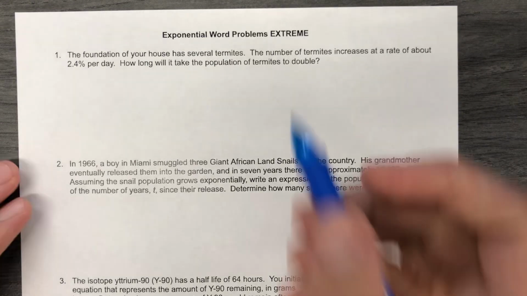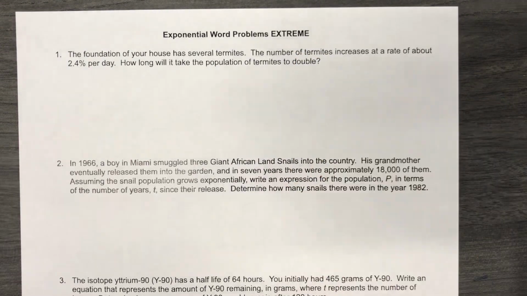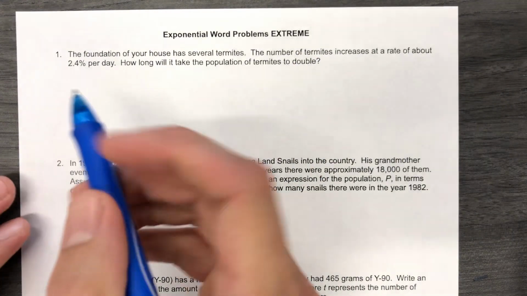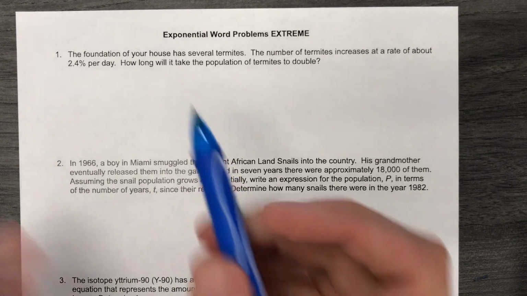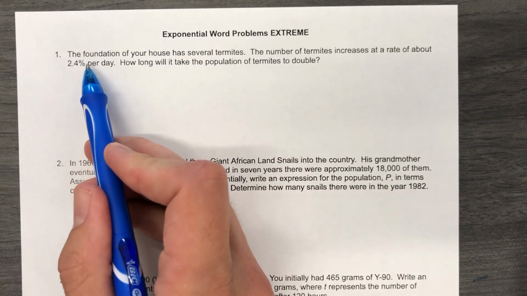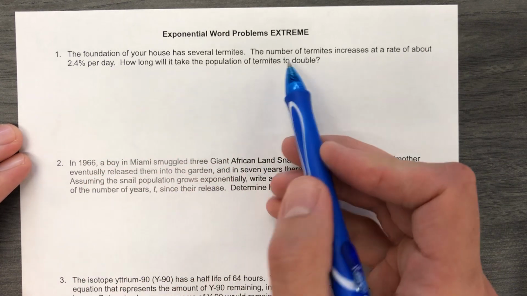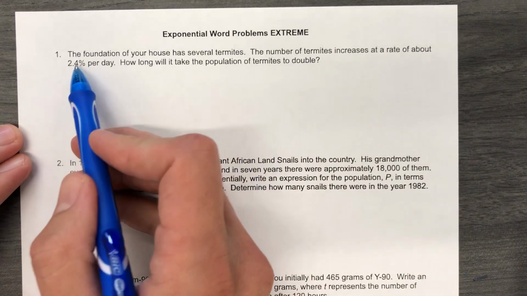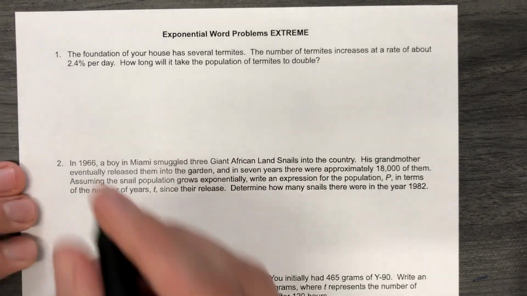Exponential word problems, extreme. Okay, let's read through this. As you read through this, you'll realize we're dealing with an exponential situation, hence the name of the lesson, but also a percentage here. So, the foundation of your house has several termites. The number of termites increases at a rate of about 2.4% per day. Let's start writing some stuff down.